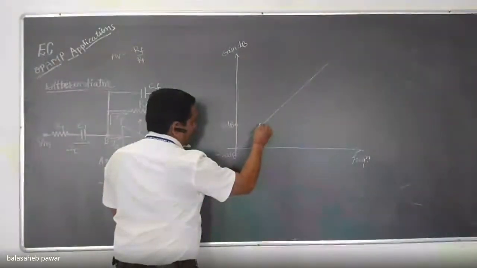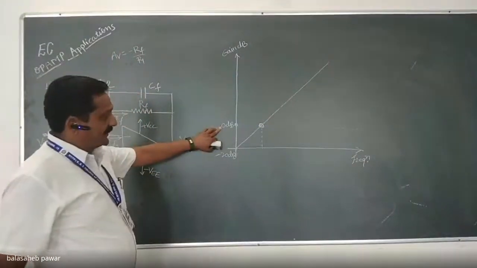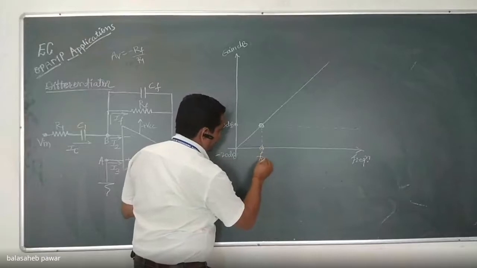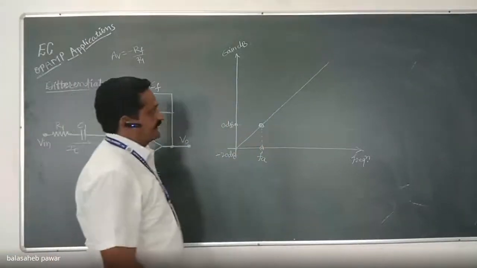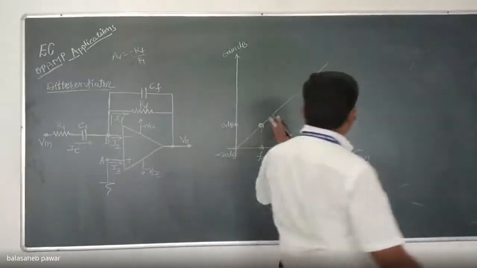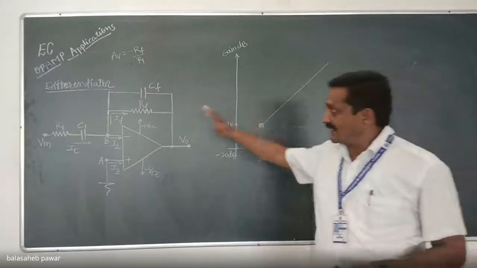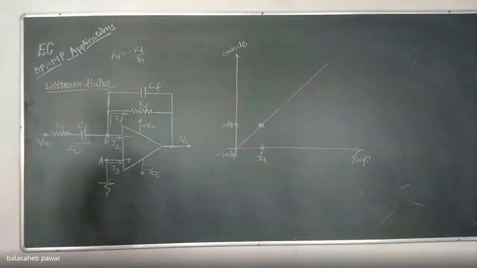In this case, the frequency at which the gain becomes 0 dB is known as FA. And where the gain becomes infinite, the circuitry becomes unstable.